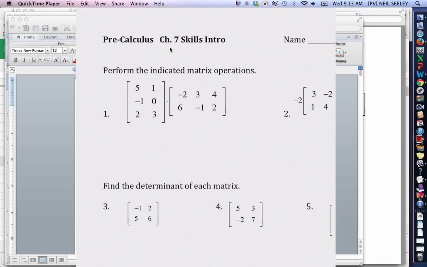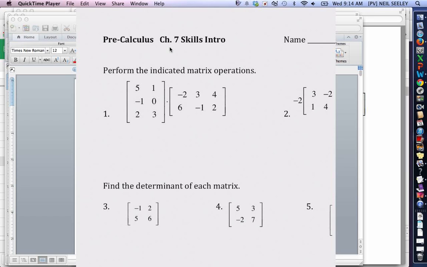What I'm going to do is work things in kind of backward order. I'm going to show you some skills related to these things called matrices. Now, I don't know if you guys have ever mentioned matrices when you're in Algebra 2, but it's a way of organizing systems of equations.